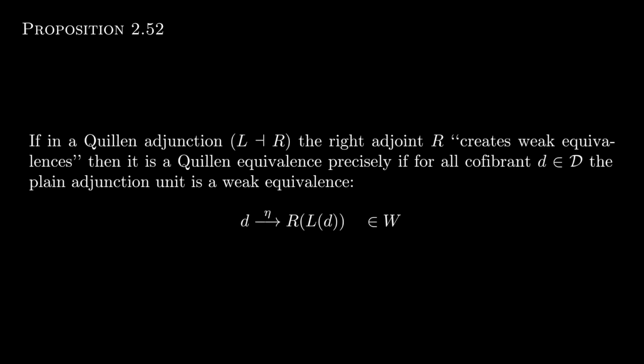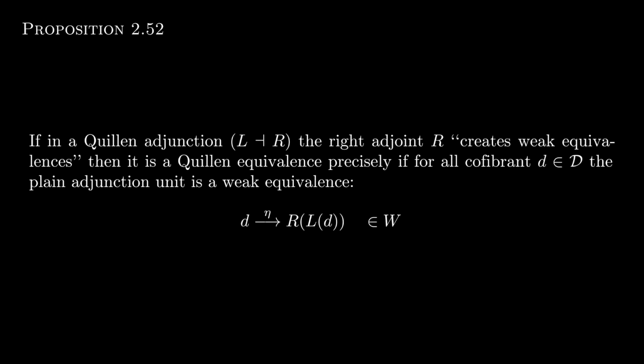Our last result is thankfully a bit of a simplification. So given a Quillen adjunction, suppose R creates weak equivalences, by which we mean a morphism F in C is a weak equivalence precisely if RF is. Well, then we have a Quillen equivalence if and only if for all cofibrant objects D, the adjunction unit, not derived, is a weak equivalence.